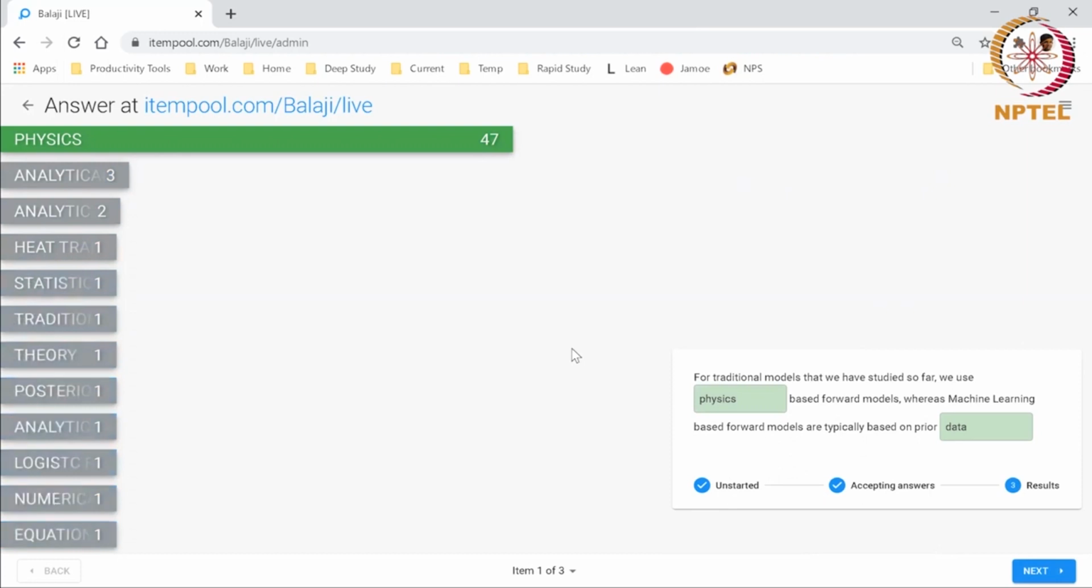So you have written analytical. Analytical is fine. Statistical is not quite accurate. So the first thing is physics-based models. So traditional models, we are using physics-based models, whereas for machine learning based models, we basically base it on prior data. People have given some variations of this, but I think posterior data is not true for, let's say, physics.